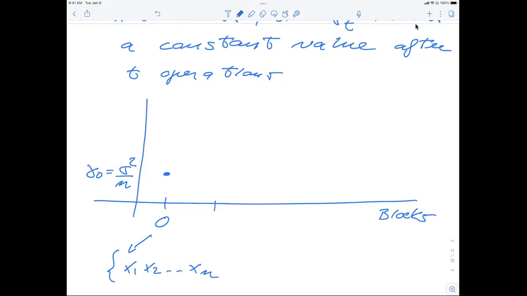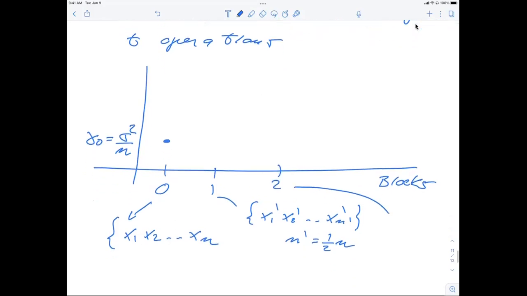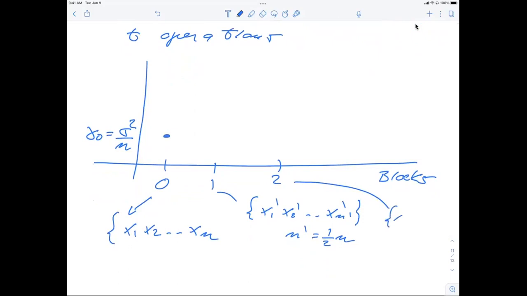Then I take the next block. So I have a new operation. I have now a new data set, which is x1 prime, x2 prime, up to xn prime. And now in this case, n prime is equal to 1/2 of n. And then I would continue to the next one, which would contain an x1 double prime, x2 double prime, up to an xn double prime here. And where now the n double prime is actually equal to 1/2 of n prime.